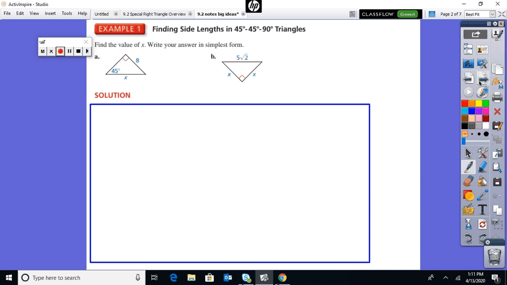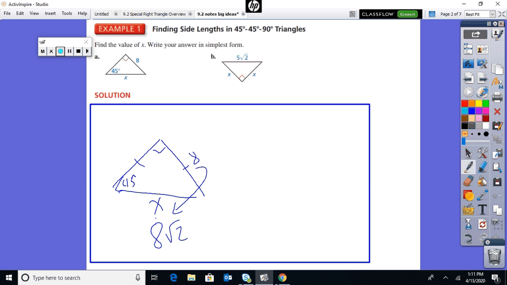All right, first example. So we've got a 45, 45, 90. And I know that because of the 45 written here. So x, 8, pretty simple, my friends. If you know the legs, you just multiply them by the square root of 2, and there's your hypotenuse. Boom, done.